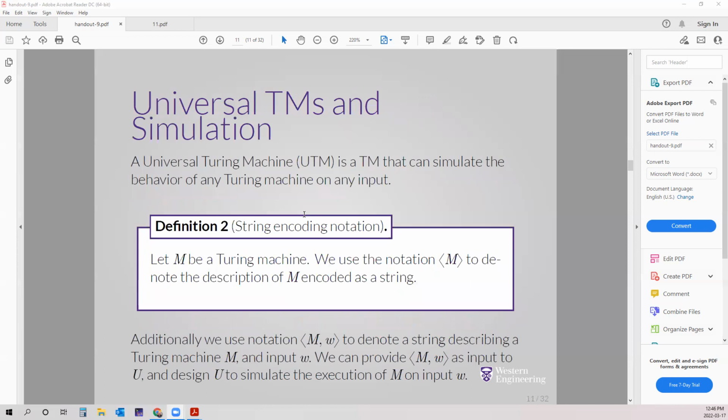Universal Turing machines and simulation. A universal Turing machine, UTM, is a Turing machine that can simulate the behavior of any Turing machine on any input.